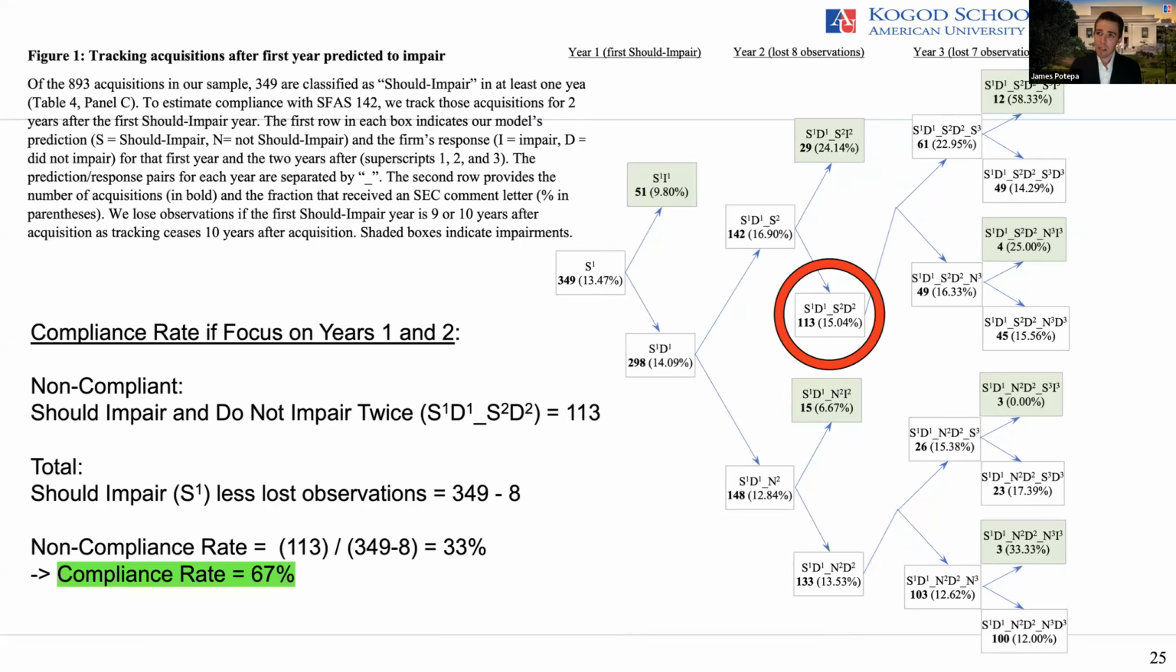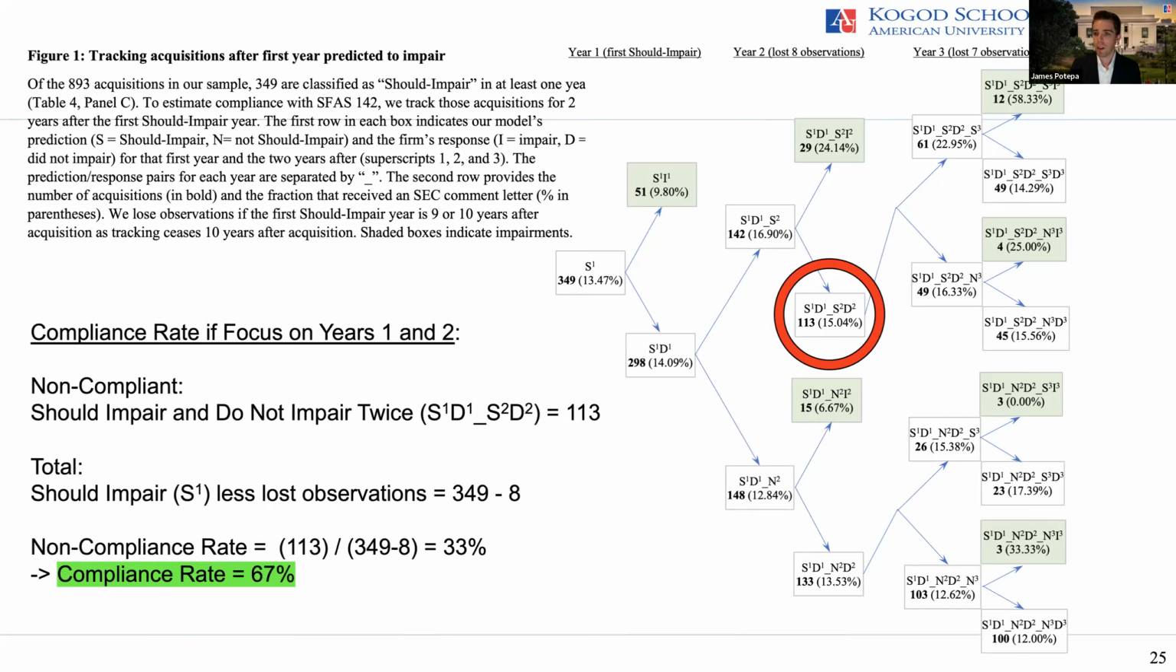If we give the company a little more room and say, well, maybe it's the case that there was a temporary decline, maybe the manager had some indication that things are not as bad as the market realized, let's give them a little bit of leeway. And so here we're viewing non-compliant ones as firms that should have impaired in year one and should have impaired in year two, but didn't impair in either of those years.